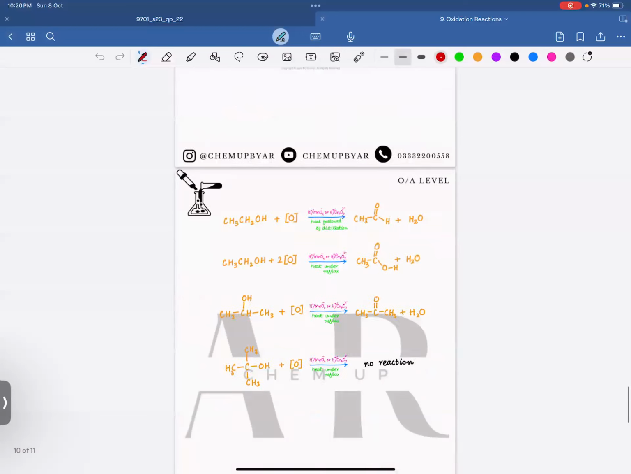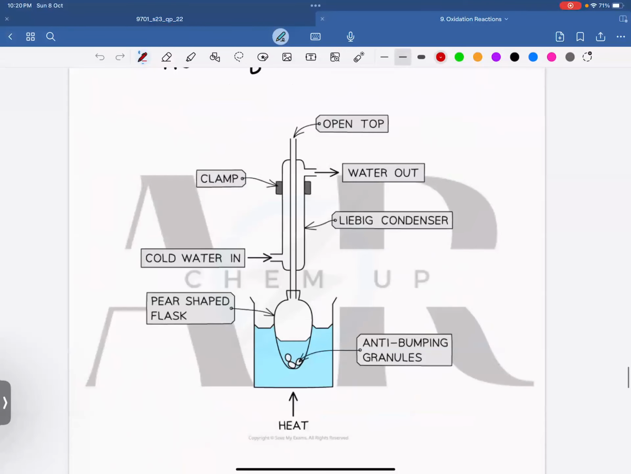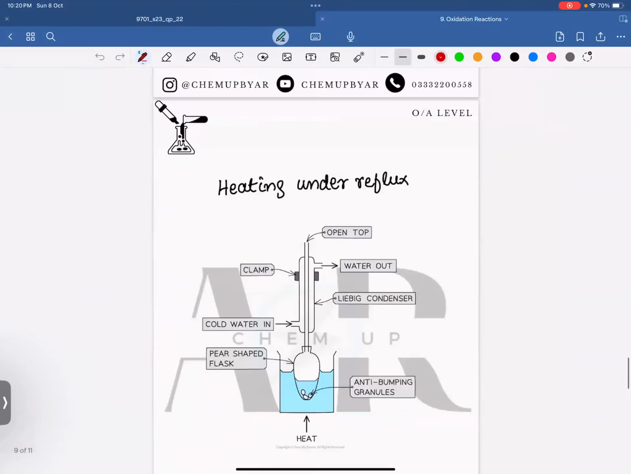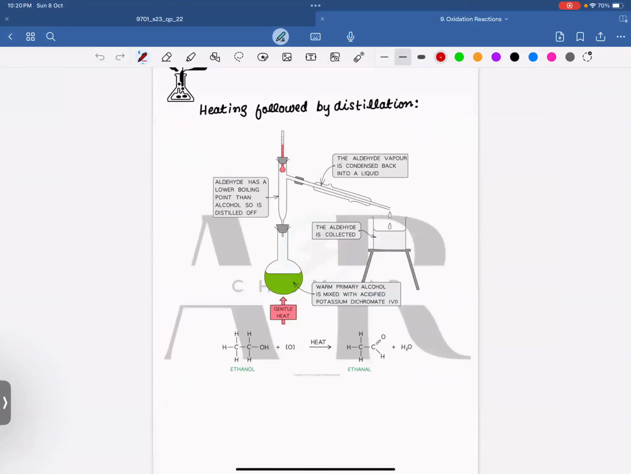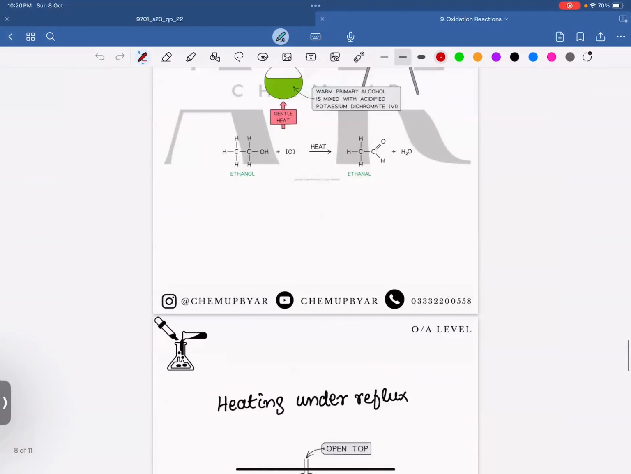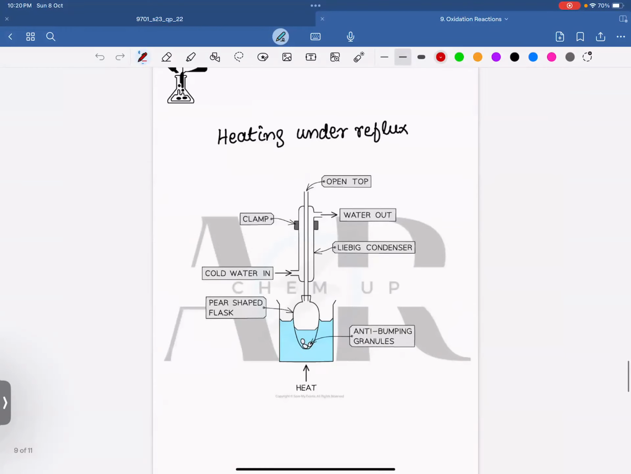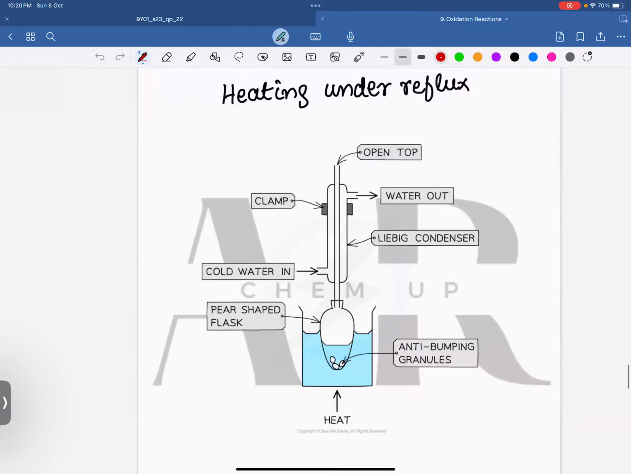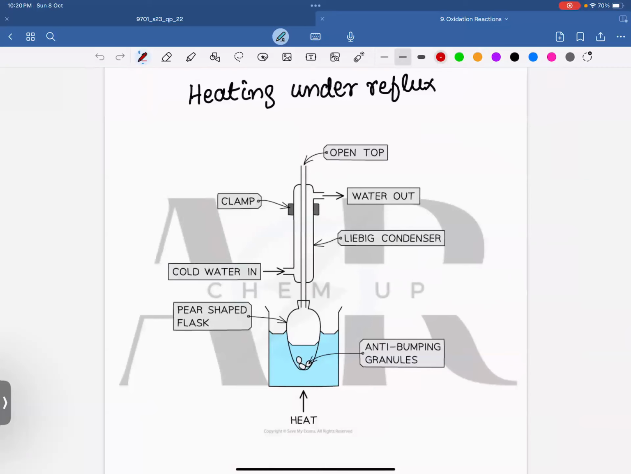See, that is heat under reflux. Otherwise, it's a propan-1-ol, which is a primary alcohol. If we do not do heat under reflux, instead we do this, then instead of propanoic acid, we will get propanal, an aldehyde. For complete oxidation, we use heat under reflux. So this is heat under reflux. If you remember, we discussed it in detail when we did the oxidation, right?